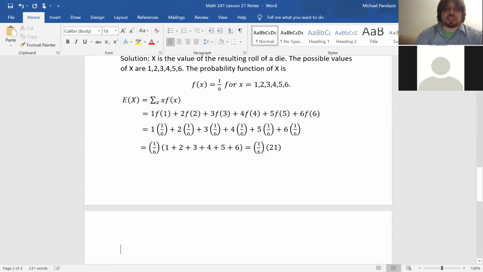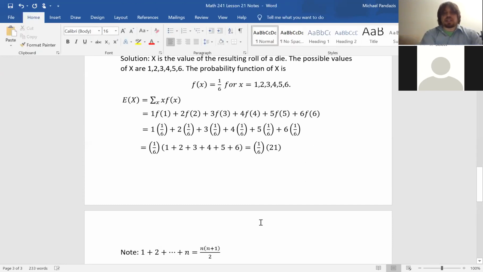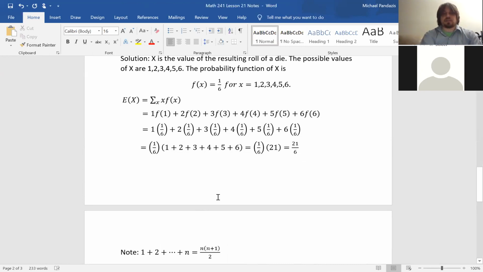So they add up to 21. Okay, so I'll put that as a note. If you add up the positive integers from 1 up to and including n, that's equal to n times n plus 1 over 2, and that speeds up that calculation. So this is just 6 times 7 over 2, and 6 over 2 is 3, so it's 3 times 7, which is 21. Okay, so then it's 1/6 times 21, which is 21 over 6, and that's the answer.